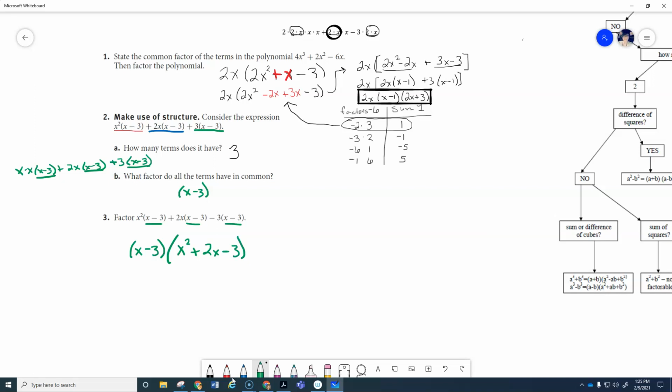Is this problem completely factored? It may be, but then again, it may not be. This looks like it might be able to factor. Why? Because it has 3 terms. It's a trinomial, and it's a quadratic.